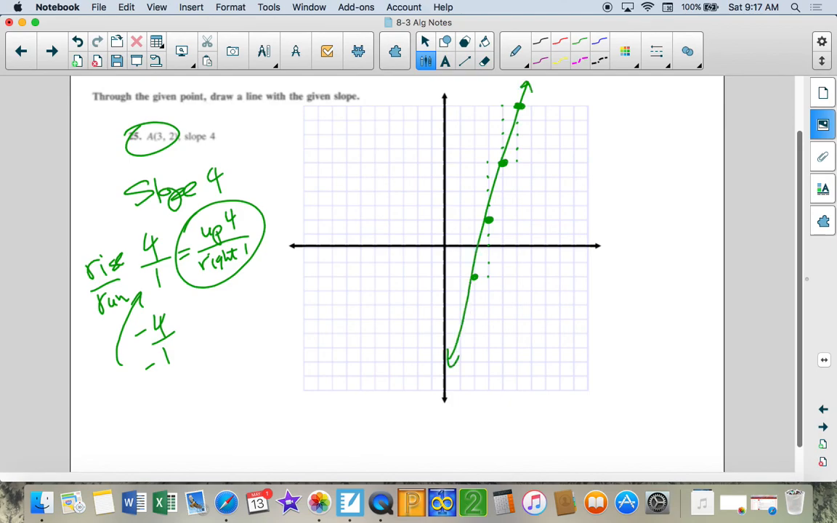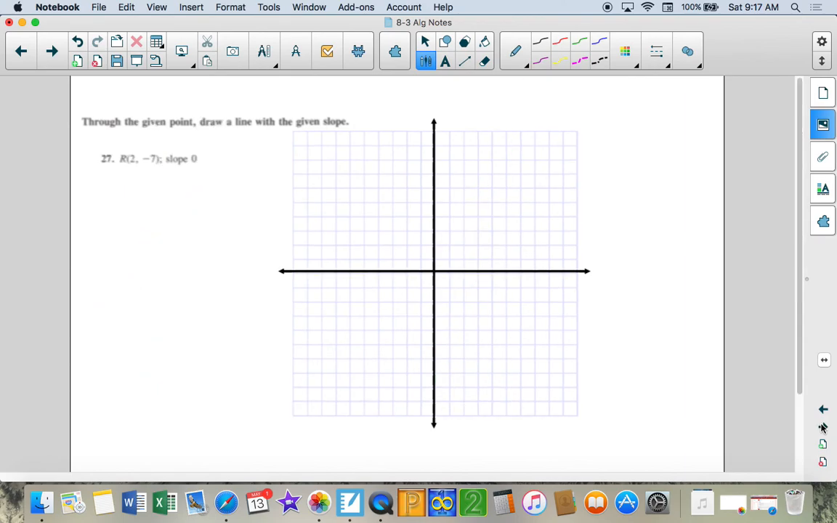Drawing a line, given the slope and that point. Here's the point, 2, negative 7. 1, 2, 3, 4, 5, 6, 7. 2, negative 7. I have a slope of 0.